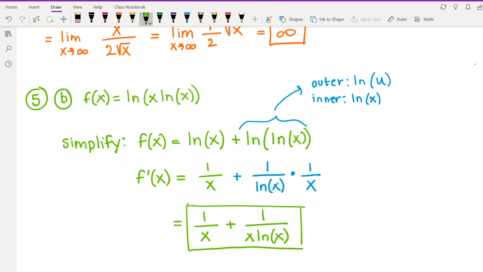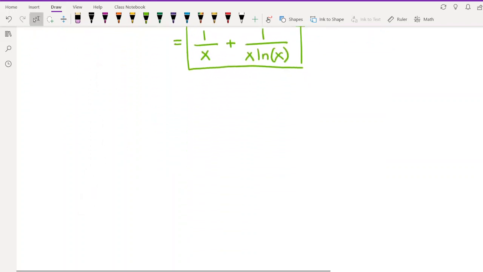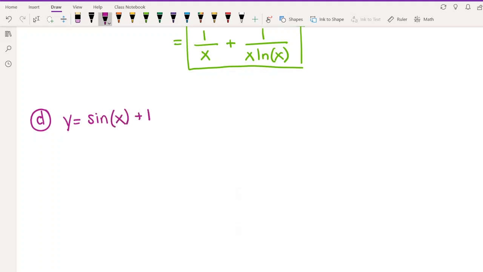All right, so next up, let's look at another derivative. We're going to look at d. So 5d is y is equal to sine of x plus 1 over tangent of x.